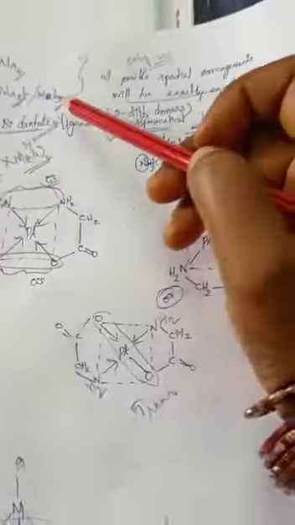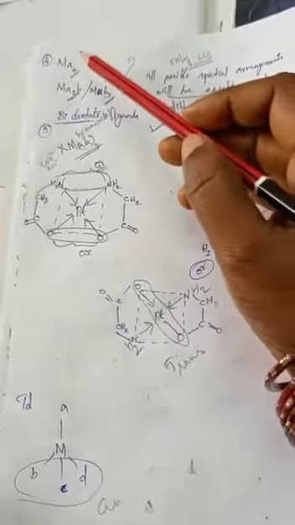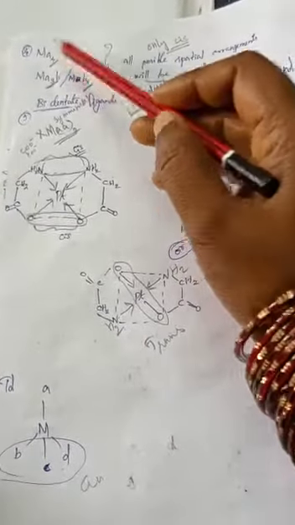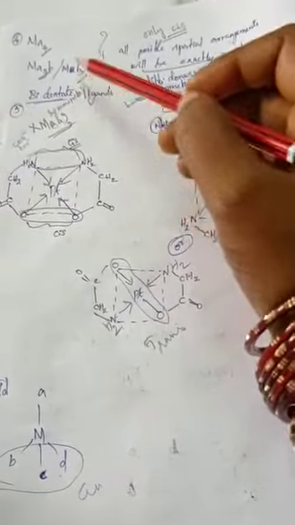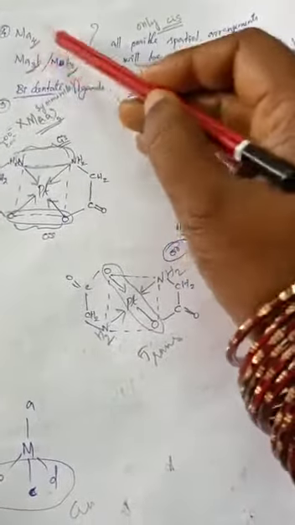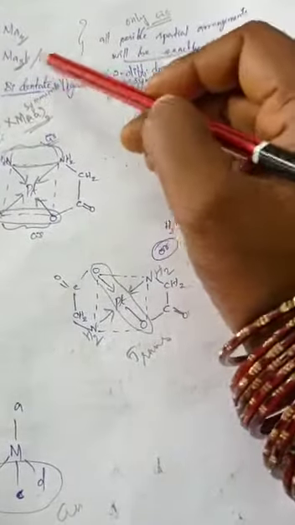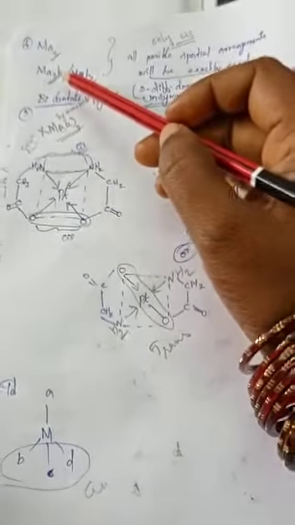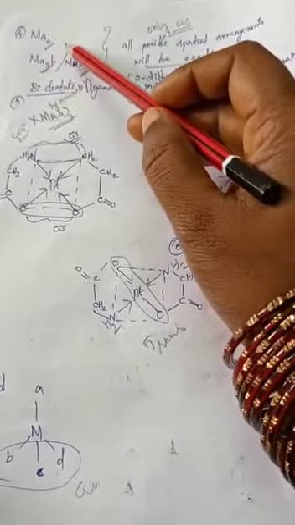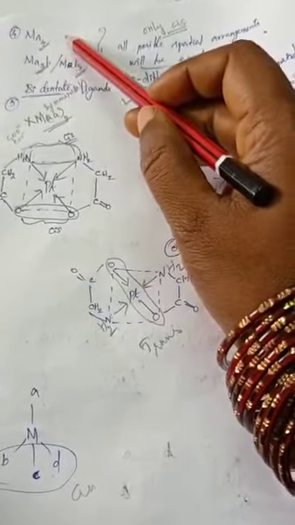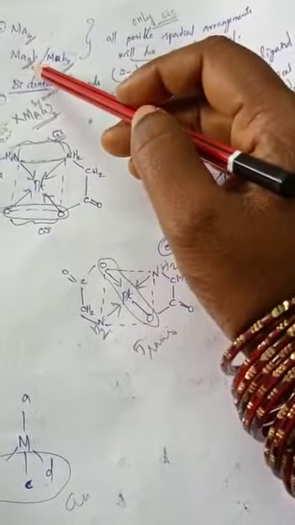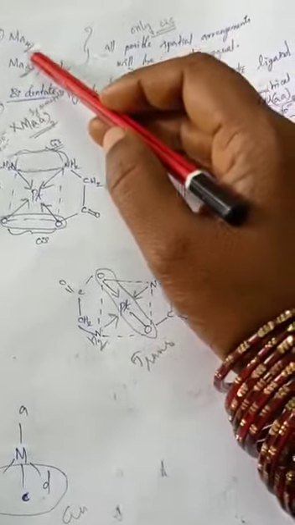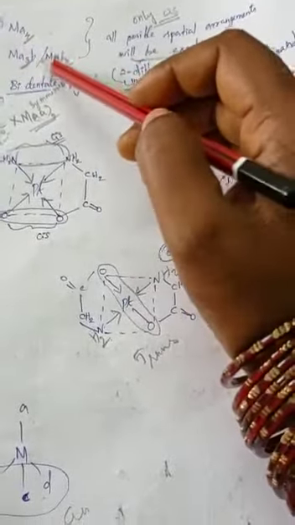And in the case of monodentate ligands, for coordination number 4 in MA4 type, MA3B type and MAB3 type, the ligands are adjacent to each other. So it is a 4 coordinate complex. More than 2 ligands are available, so every ligand will be adjacent to each other.